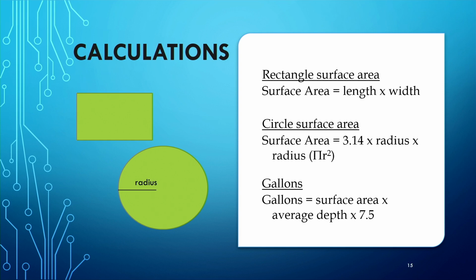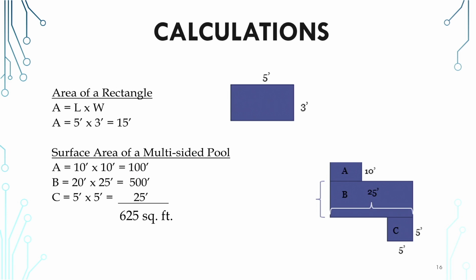So the first step is to determine the surface area. And this will be simply the length times the width of your pool for a rectangular surface. And if you have a circular surface, you'll use 3.14 times radius squared. And once we have the surface area and the average depth of the pool, you can multiply that by 7.5 in order to get the gallons. So for a rectangular pool, if you have a length of 5 feet and a width of 3 feet, you simply multiply those together and you'd have a 15 square foot surface area for that pool.